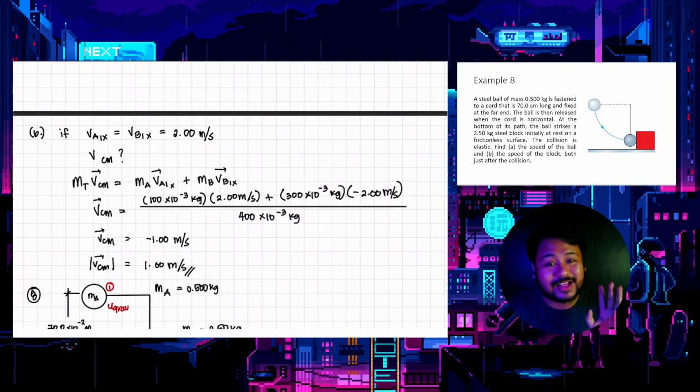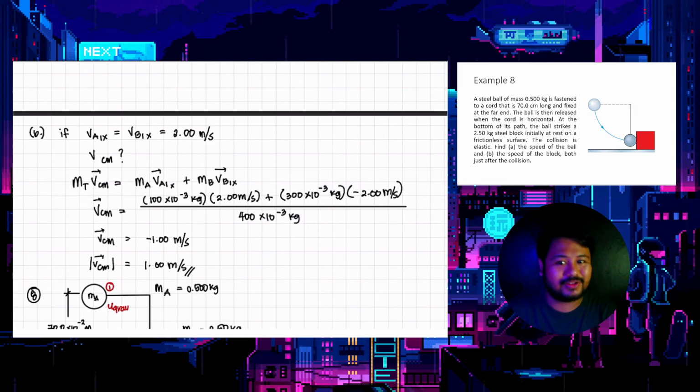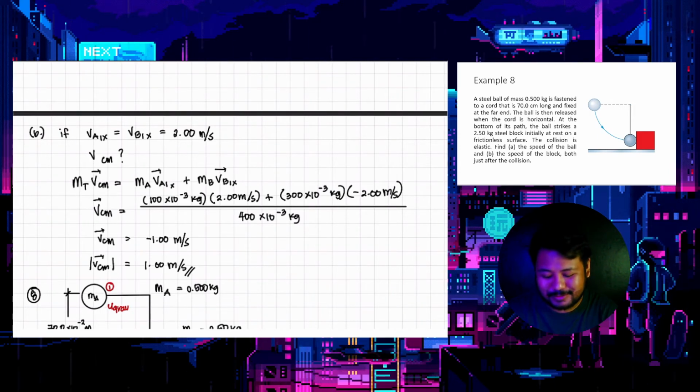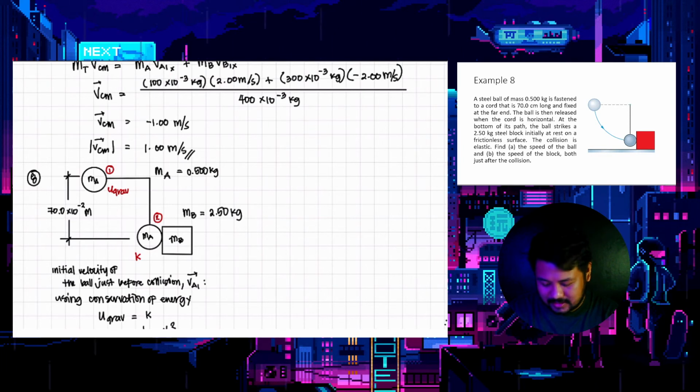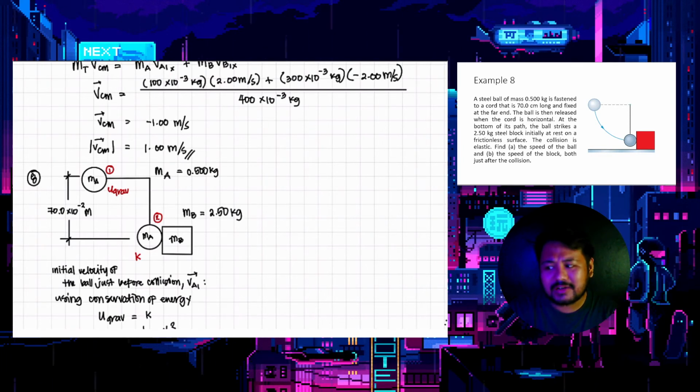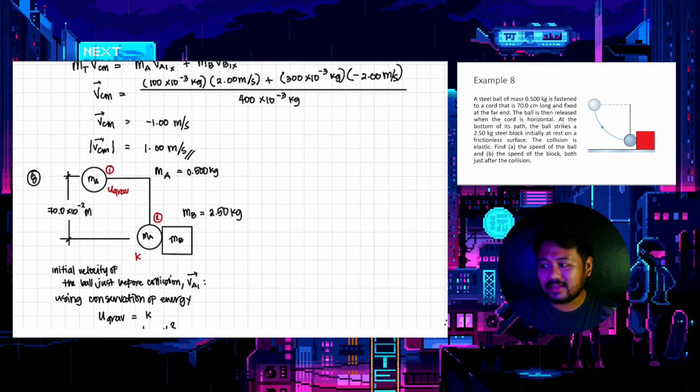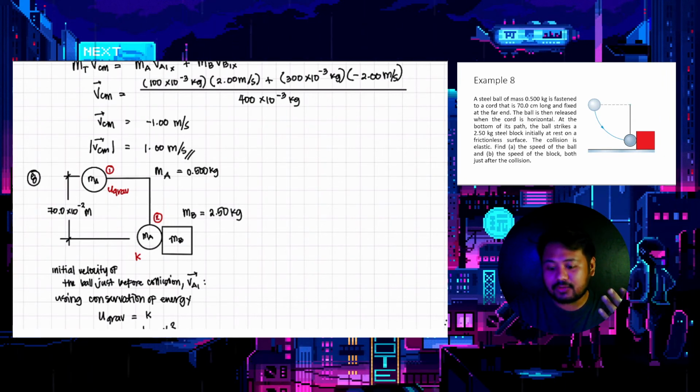Let's have example 8. This is actually similar to the previous example, wherein we will be using energy also. So, a steel ball of mass 0.500 kilograms is fastened to a cord that is 70 cm long and fixed at the far end. The ball is then released when the cord is horizontal. At the bottom of its path, the ball strikes a 2.50 kg steel block, initially at rest on a frictionless surface. The collision is elastic. Find A, the speed of the ball and the speed of the block, both just after the collision.